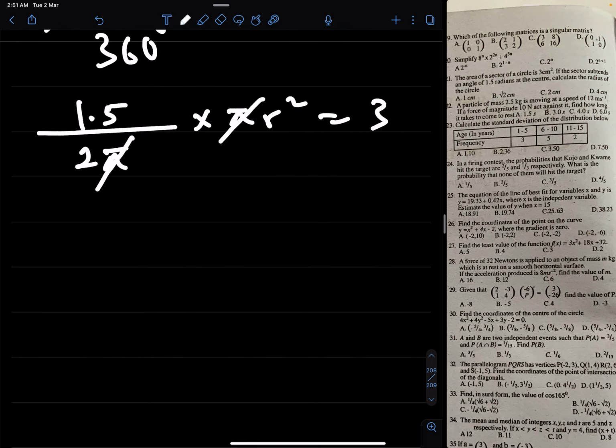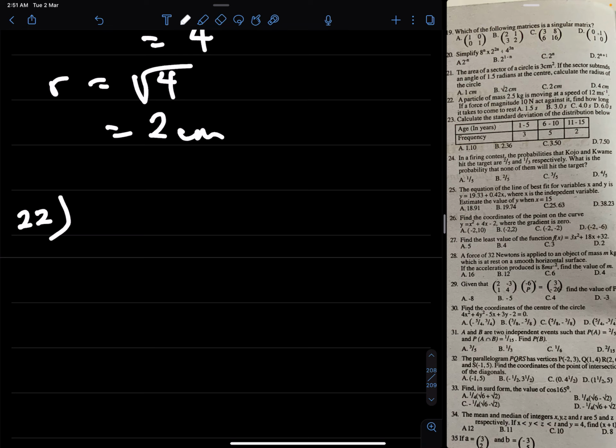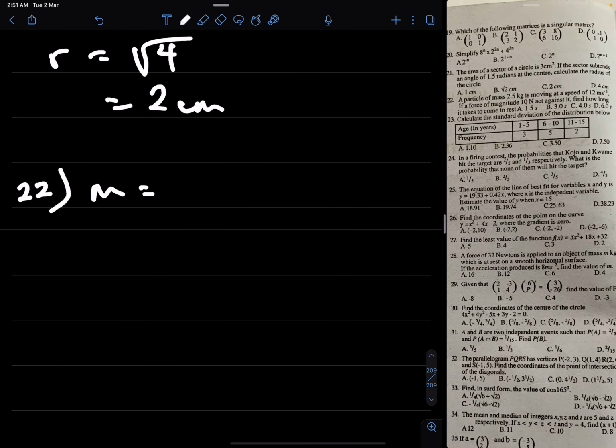A particle of mass 2.5 kilograms is moving at a speed of 12 meters per second. If a force of magnitude 10 newtons acts against it, find how long it takes to come to rest. Okay, mass is 2.5 kilograms and it has a velocity u of 12 meters per second and a force of 10 newtons acts against it. Now, how long will it take to come to rest?